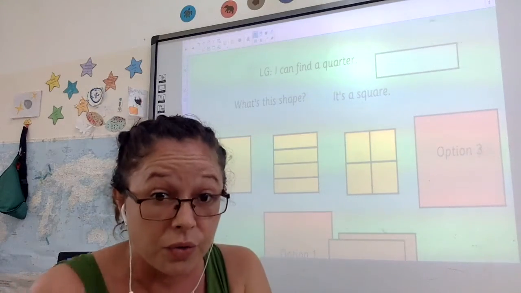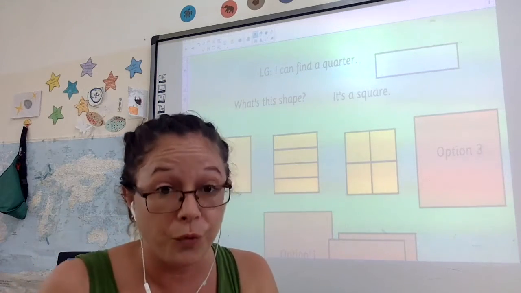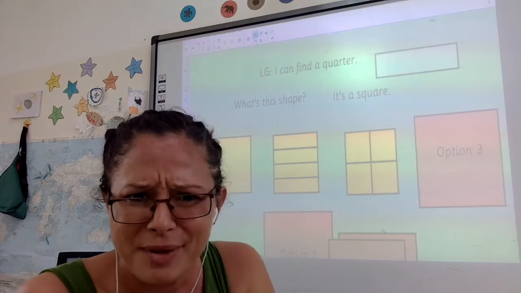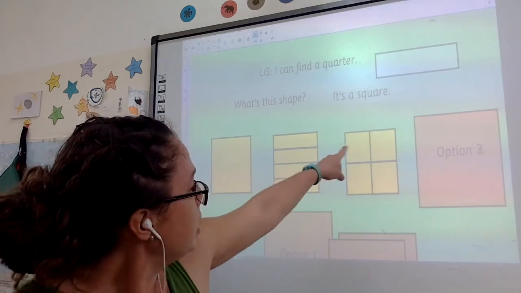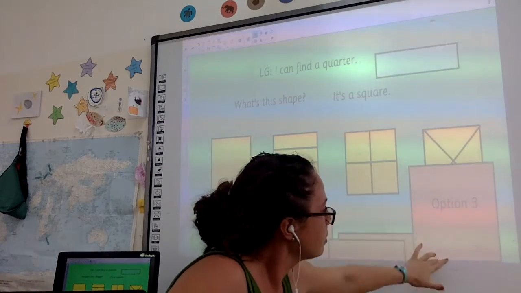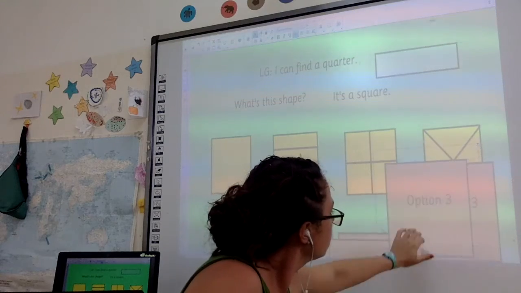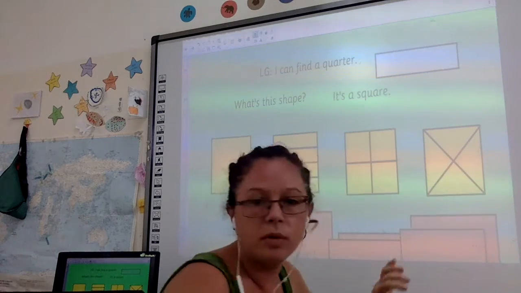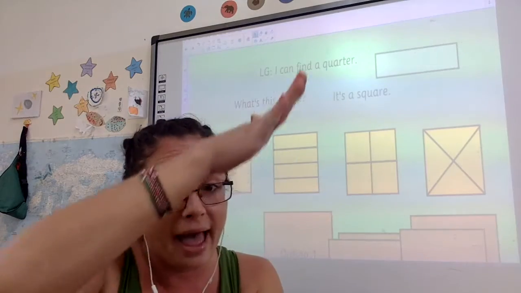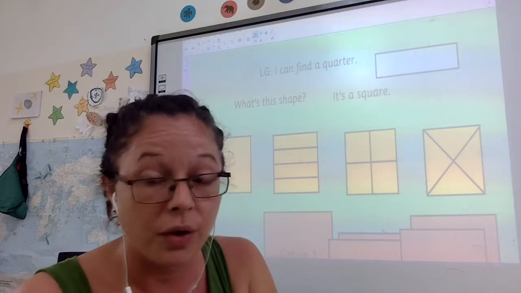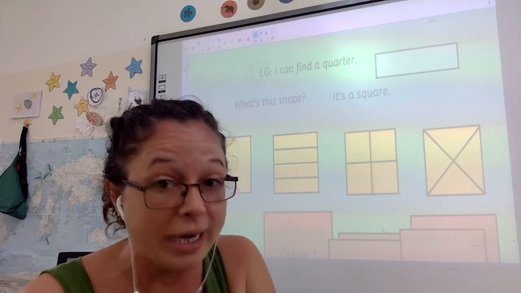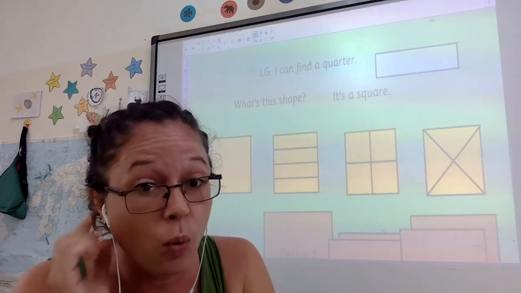We can also draw 1 vertical line right down the middle and 1 horizontal line. Looks a bit like a window, doesn't it? Here we have 4 quarters. Now, for option 3, we can draw 2 diagonal lines from each of the corners. As you can see, we have 4 quarters, 4 equal triangles that make up 1 square.